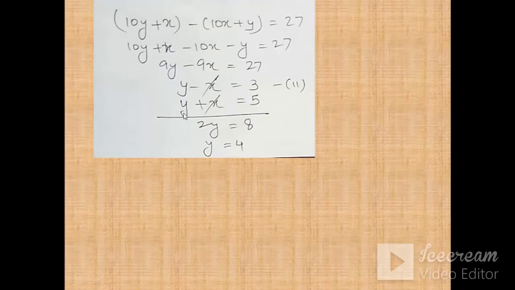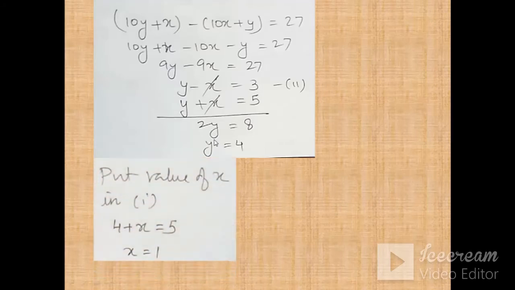Now let's write the first equation together and add these two. So when you add, this x will cancel out and you will get y is equal to 4. Now when you put the value of y in the first equation, you will get 4 plus x equal to 5, that is x equal to 1. So what is our answer? The number that is discussed about in this question is 41.